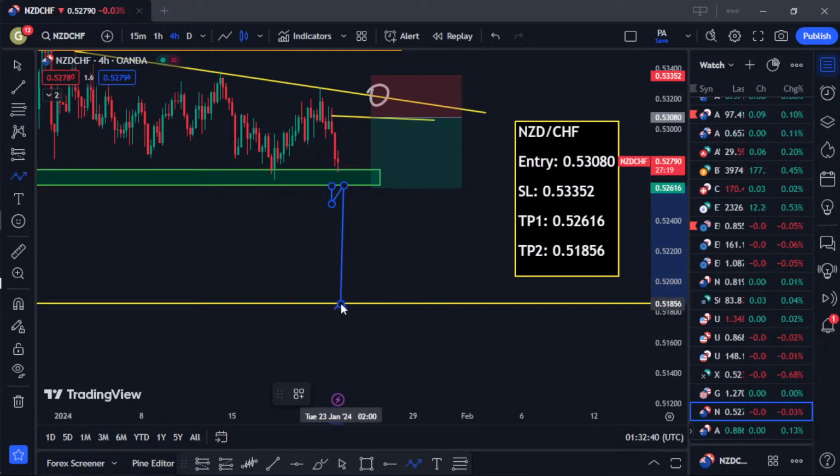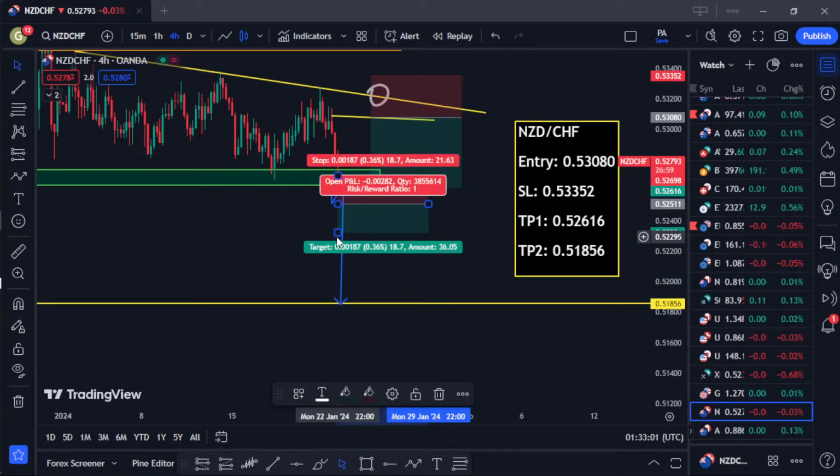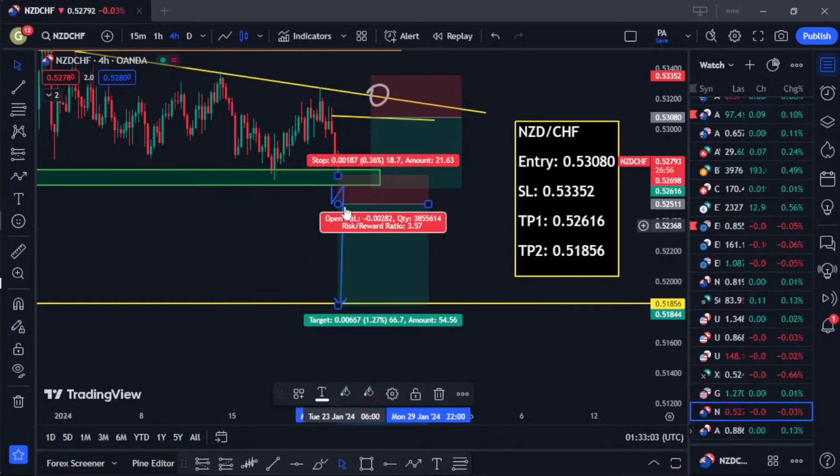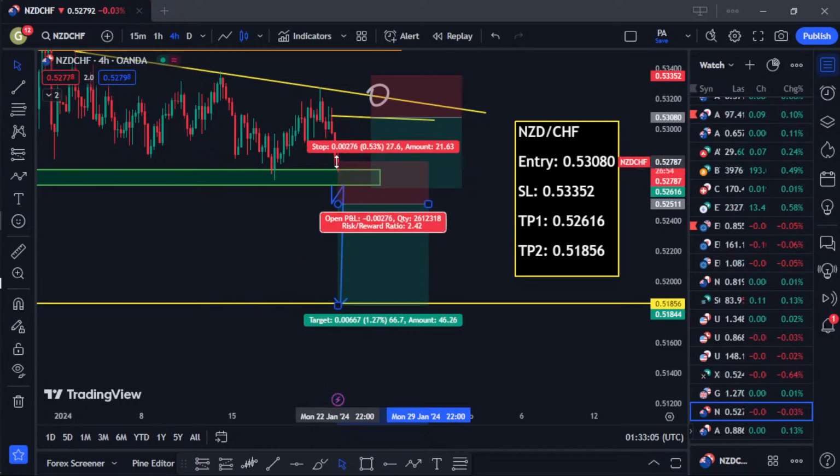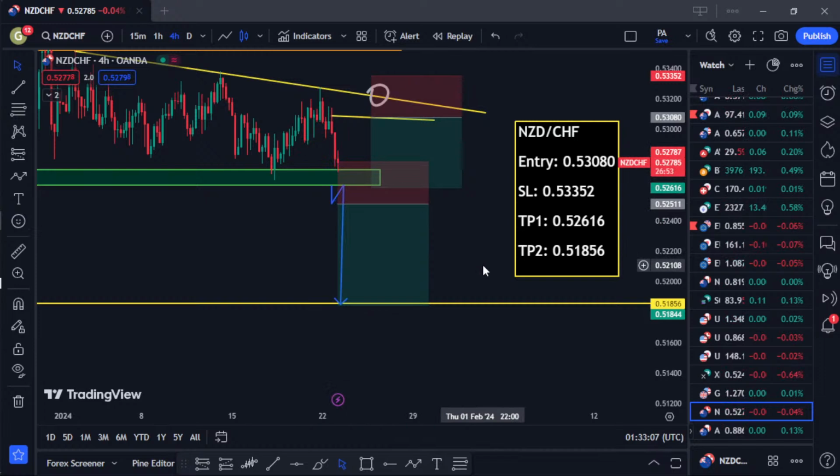So if the market should break below the 0.52616 level and then pull back to that level for a retest and then show a sign of rejection, you can also place a sell order from that area as well. So that would be our second option of trade. So now let me just mark it out here. So these are currently our two marks for this market.